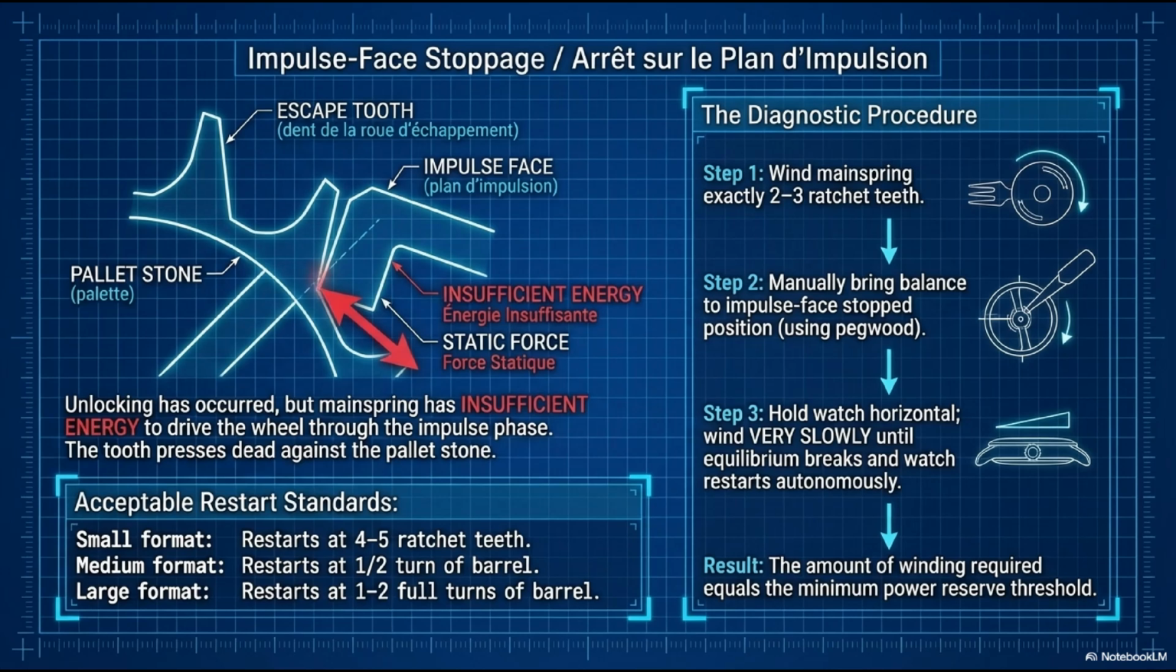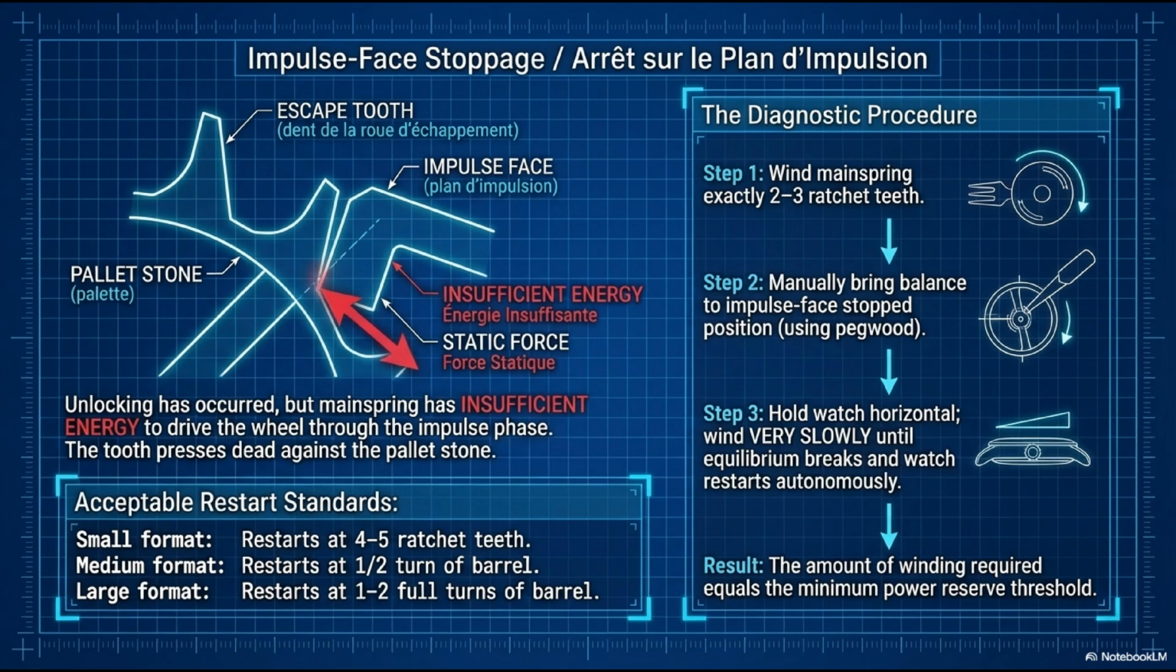Arrêt sur le plan d'impulsion. Where rest face stoppage is worst at full wind, impulse face stoppage is the normal terminal event of every mechanical watch as it runs down. Definition: unlocking has successfully occurred, the tooth has been freed from the locking face, but the mainspring has insufficient remaining energy to drive the advancing tooth through the complete impulse phase. The tooth presses against the impulse face of the opposite pallet stone and cannot advance.